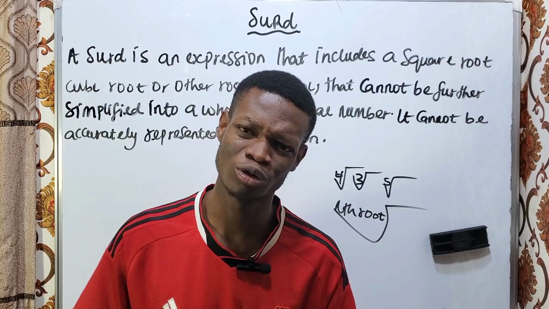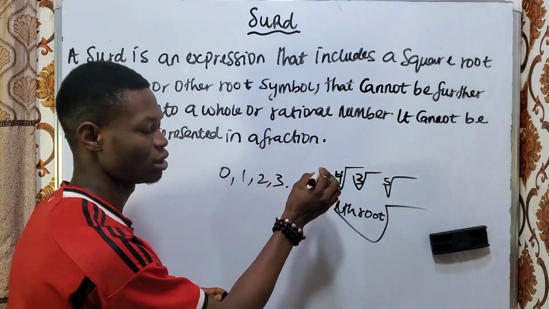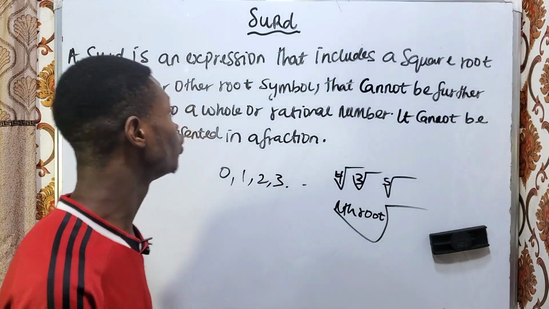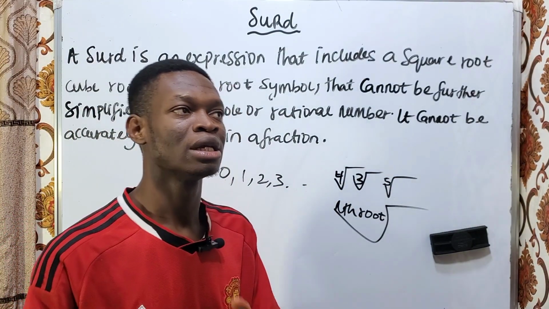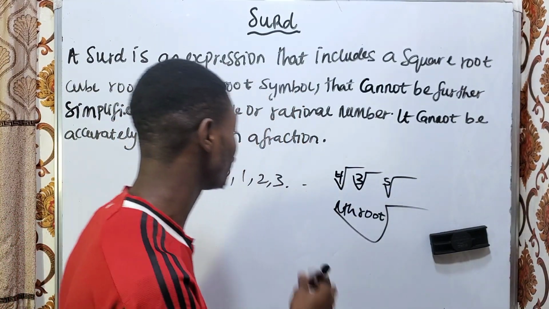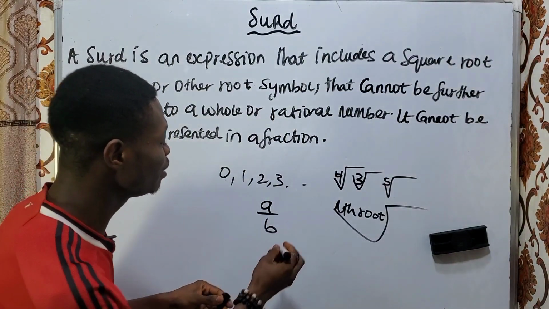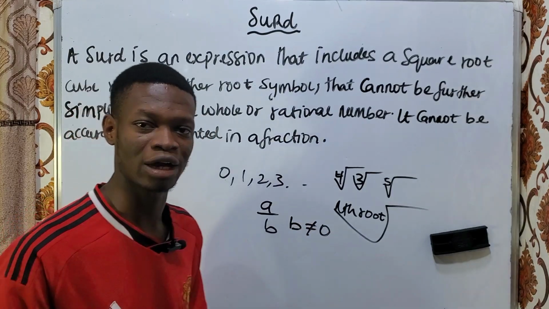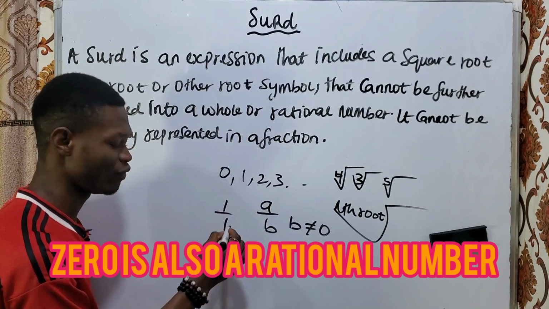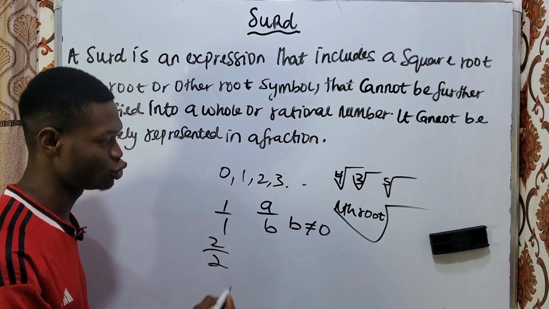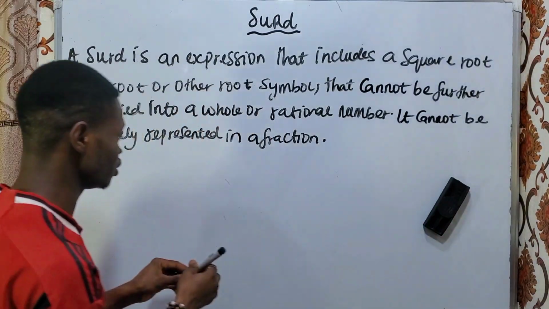First of all, you need to know what a whole number is. Whole numbers are those numbers that start from 0, 1, 2, 3, and so on. So into a whole number or rational number. Now, what is a rational number? Rational numbers are those numbers that come in the form of a over b, a fraction, and b is not equal to 0. These are called rational numbers. Example, 1 is a rational number because 1 can be written as 1 over 1. 2 is a rational number, 2 over 1.